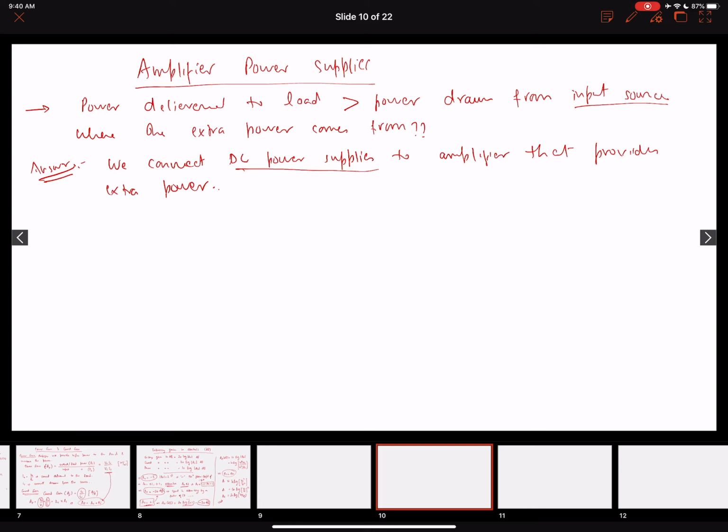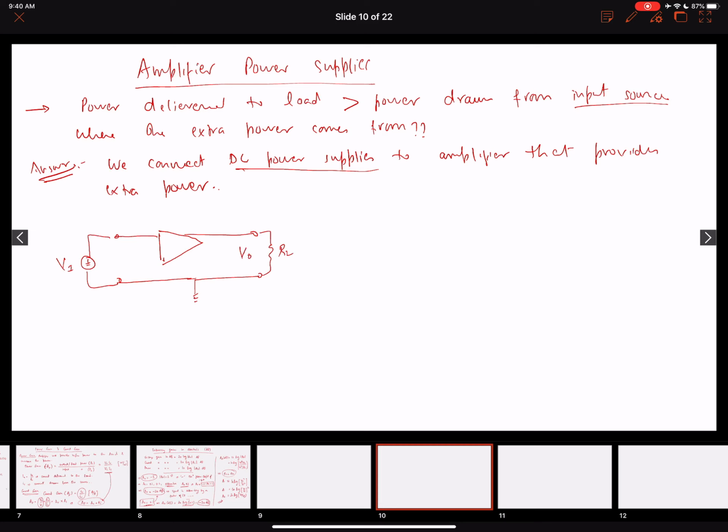Now let's draw that symbol again and see how this looks. We have the amplifier symbol, and I can make a common ground like this. Here is where our signal VI is connected, and over here we have a load resistance RL, and this is V naught.